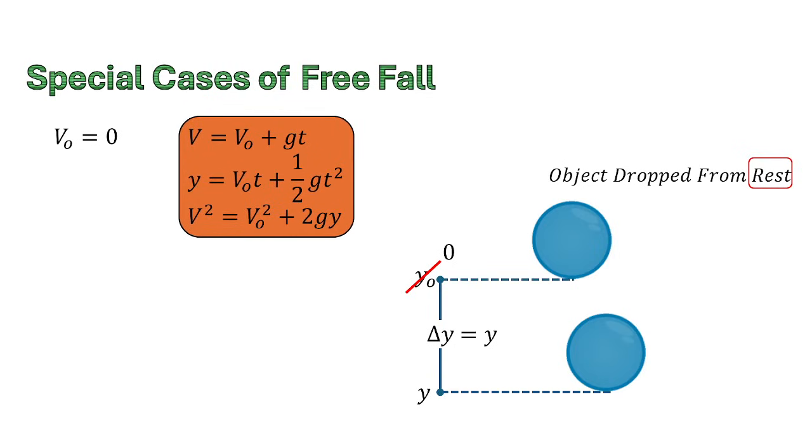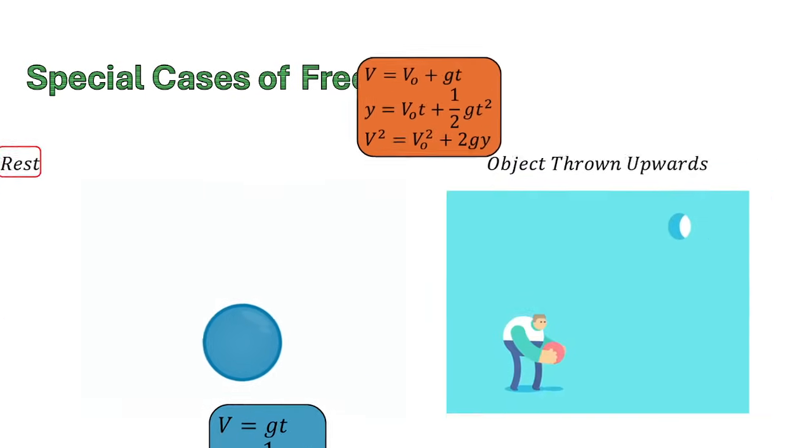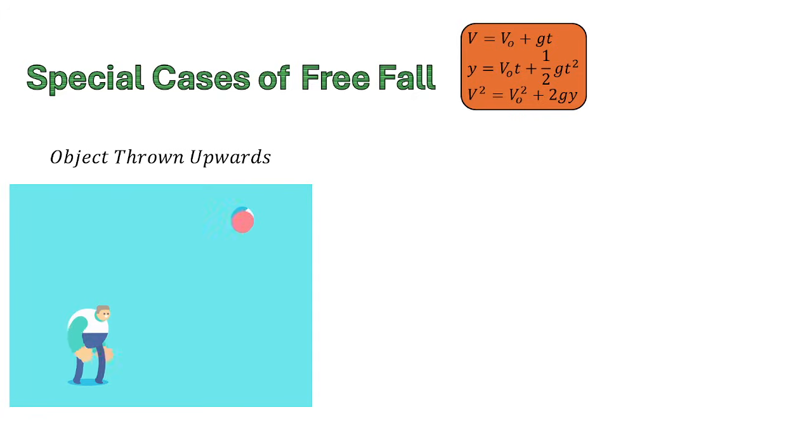So let's derive the formulas for this special case 1 of free fall. The only condition here is v naught is equal to 0. That means v is equal to gt, y is equal to 1 half gt squared, and v squared is equal to 2gy. And take note that when the object is dropped, we use positive g. Why? Positive g means that it is going with the direction of gravity, or the acceleration due to gravity.